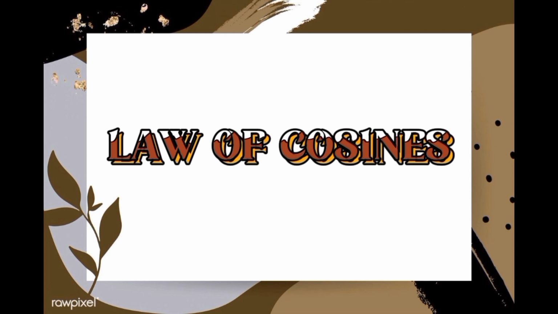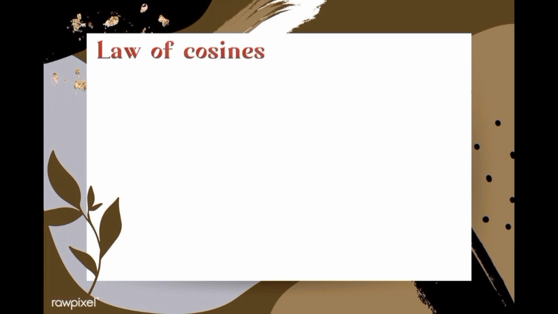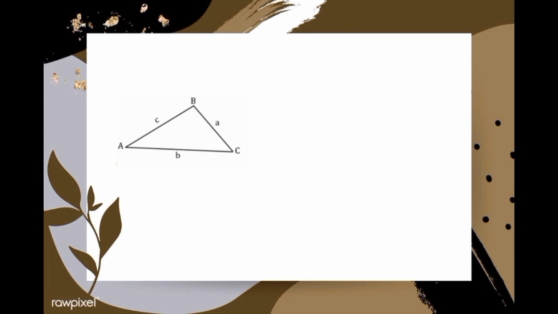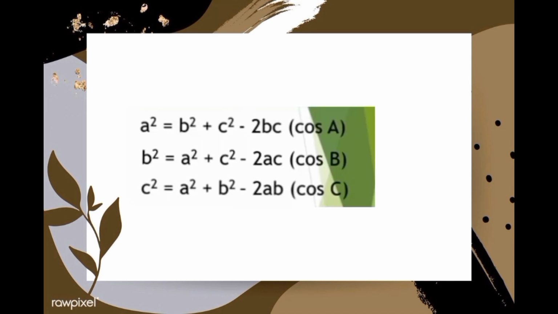So, we are already finished with the law of sines, and we will now proceed to the law of cosines. The law of cosines is used to find the remaining parts of an oblique triangle. We can only use the law of cosines if two sides and the included angle are known, what we call the SAS case, or if the three sides are known, what we call the SSS case. In the law of cosines, we have three formulas.